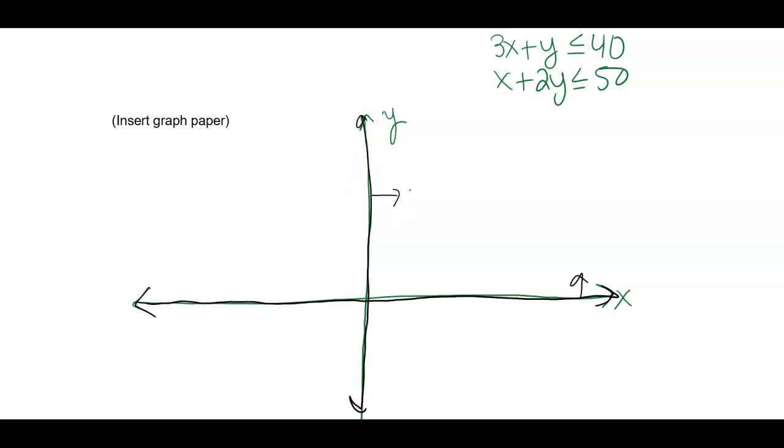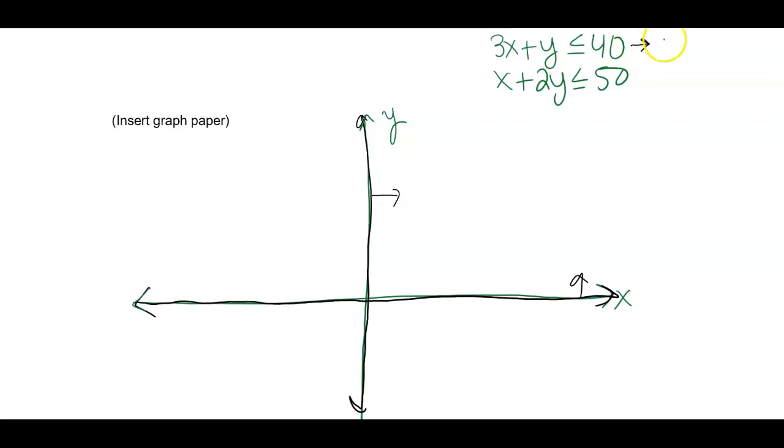Okay. Now I need to graph these other limitations. So 3x plus y being less than or equal to 40. I'm going to graph this using standard form. I'm not going to change it. I'm just going to keep it where it is. You could quickly change it into slope-intercept form if you guys wanted. But when I graph in standard form, I basically quickly pick out the x and y intercept.